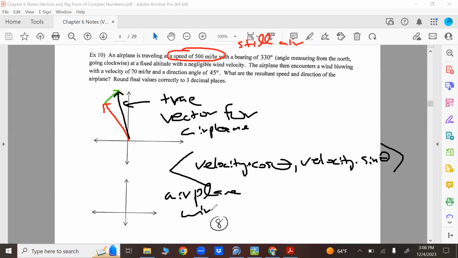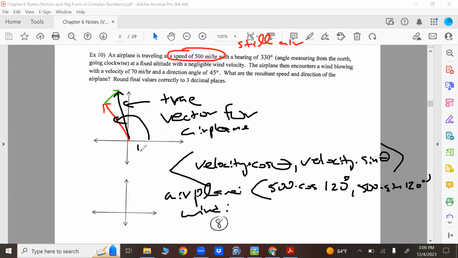And we'll do it for the wind. What's the velocity of the airplane again? 500 times cosine. Now careful with this one. You can say cosine of what, guys? Careful here. Good, 120, yes. And 500 times sine 120, because that's truly 120 degrees, like right there, right? And the wind, you're going to do 70 times cosine 45 degrees and 70 times sine 45 degrees.